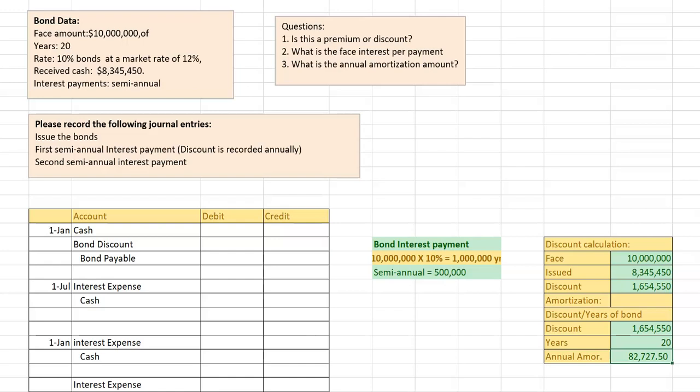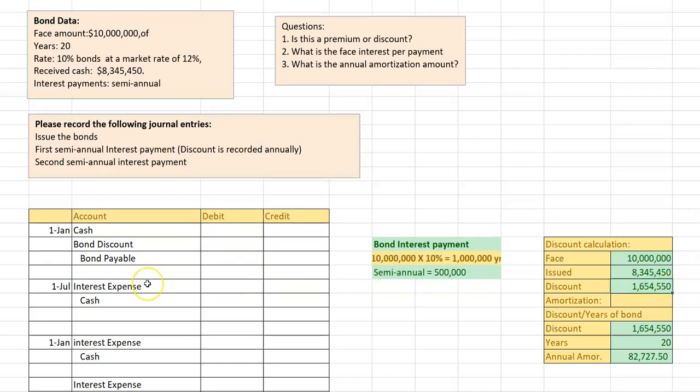Now, this one's a bit different than the other one. How much cash did I get? Plug that in right there. How much is my bond payable? Plug that in. What's the difference between the two? That becomes a bond discount, which is this.